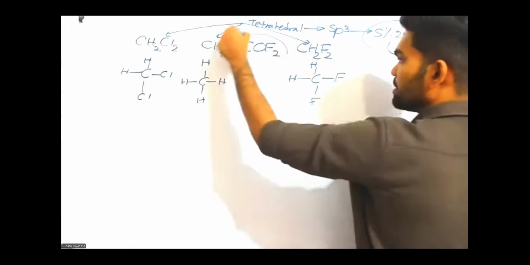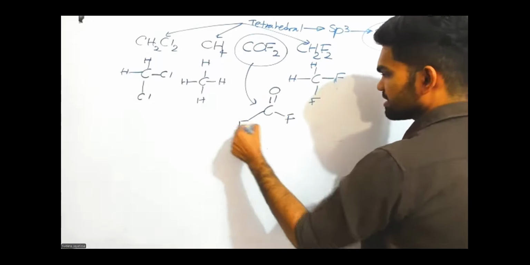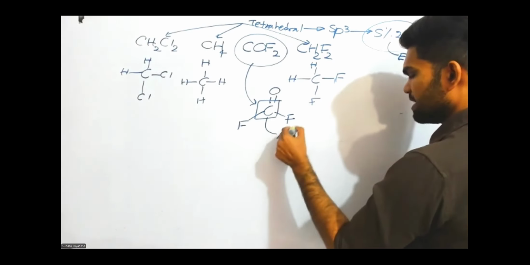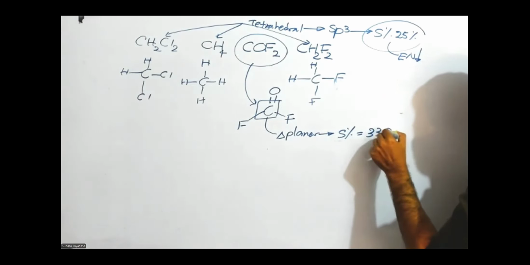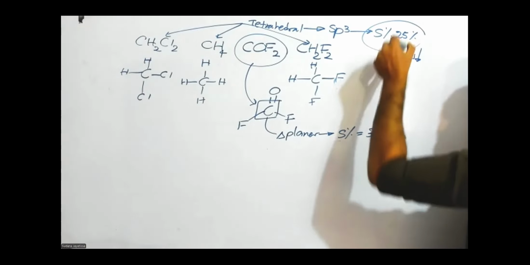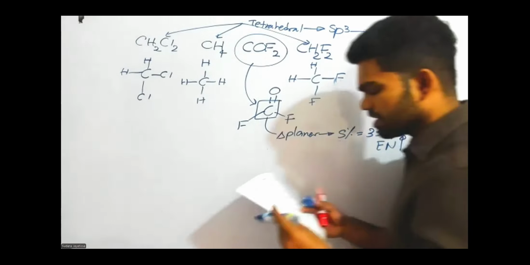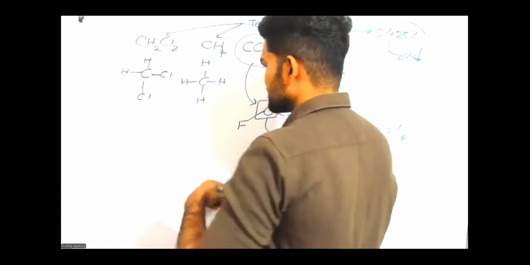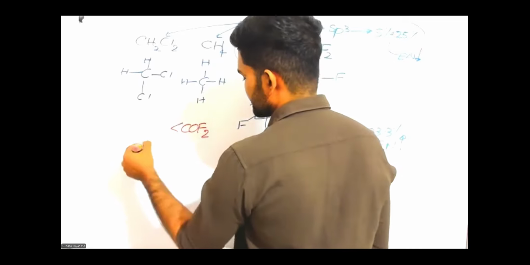But COF2 is a trigonal planar molecule. You get the structure, trigonal planar. Therefore, S percentage is 33.3%. That means its electronegativity will be higher. Basically, COF2 has the most electronegative carbon. So you have to select an answer that ends with COF2. Only 2 answers present, either the first answer or the second answer.